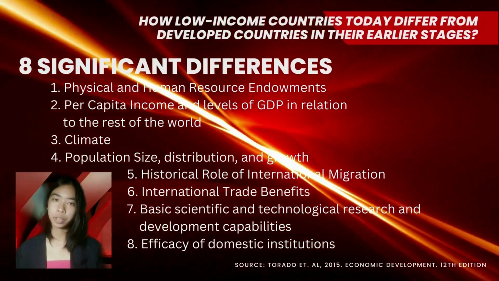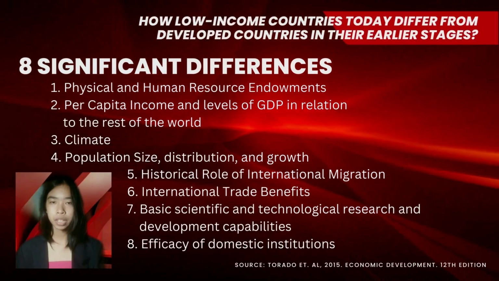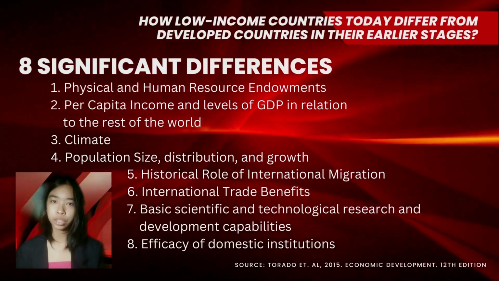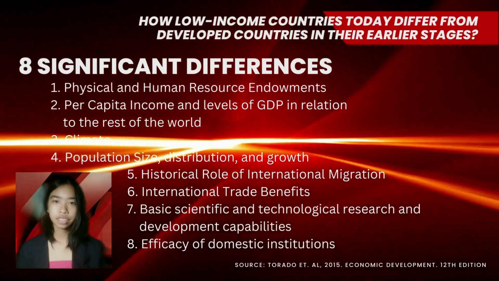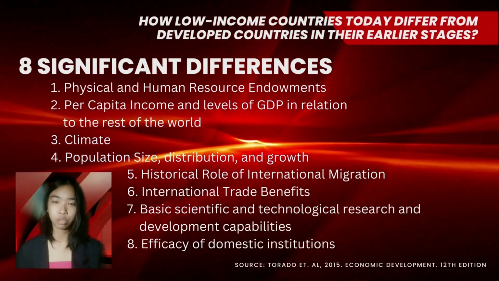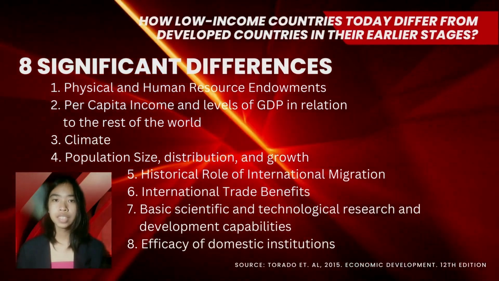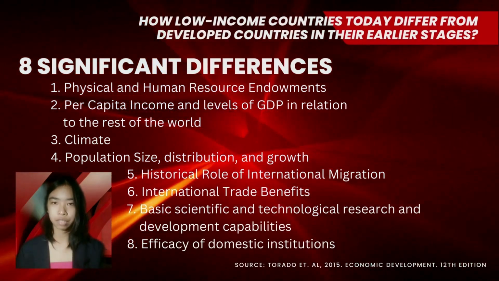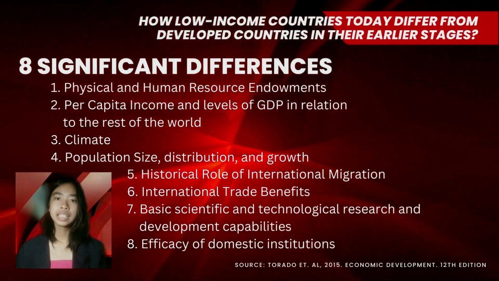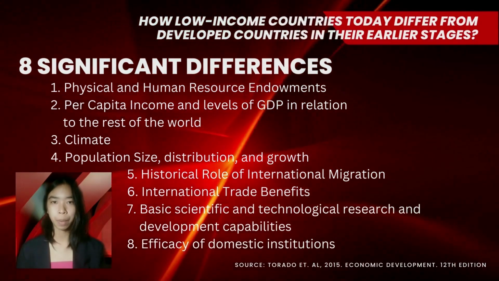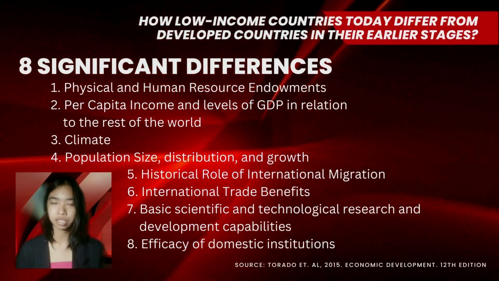Now as to population size, distribution, and growth, rapid population growth constitutes another important difference between less developed and developed nations. The latter experienced a slow rise in population growth, which grew as industrialization advanced. This is mostly a result of declining death rates and a gradual increase in birth rates. Moreover, developing nations have seen annual population growth rates above 2.5% in recent years.